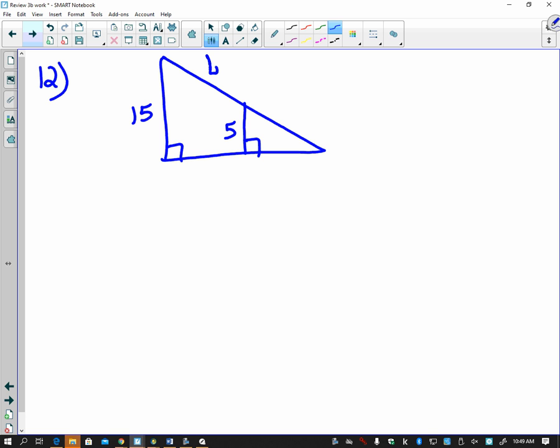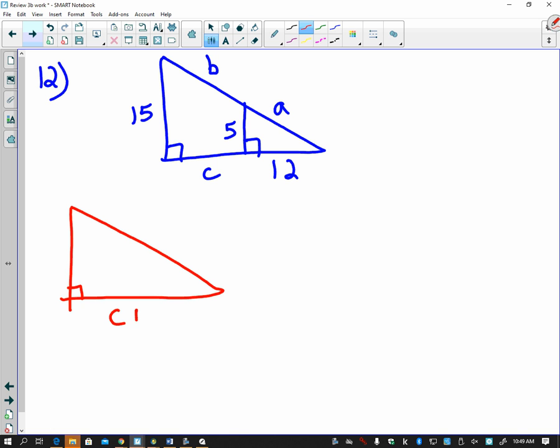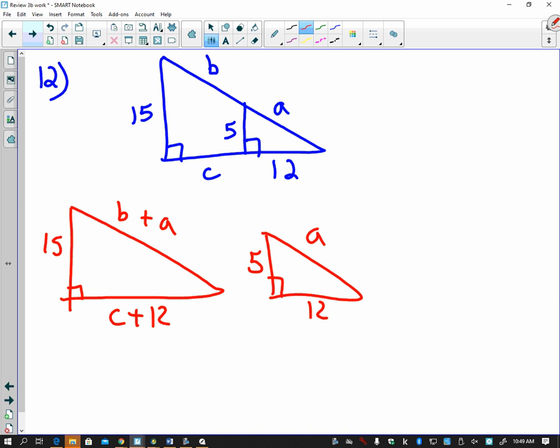B and A. We got C and 12. The way I choose to look at this is as two separate, similar right triangles. Where this is C plus 12, this is B plus A, and this is 15. And I've got this smaller one here, which is 12, 5, and A. Does that make sense to look at it that way for you?